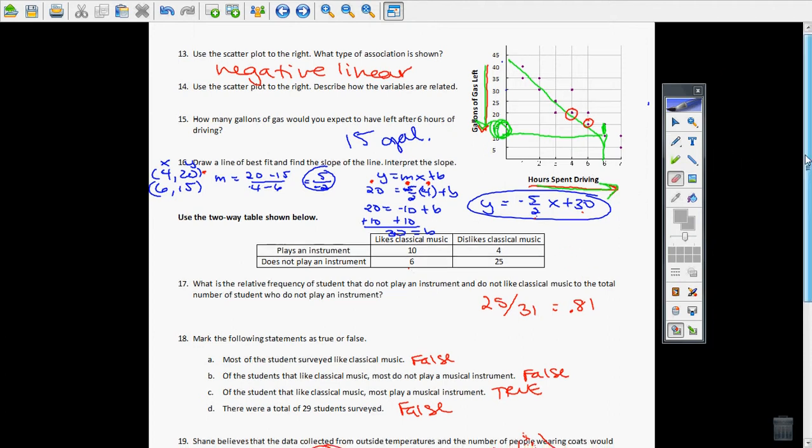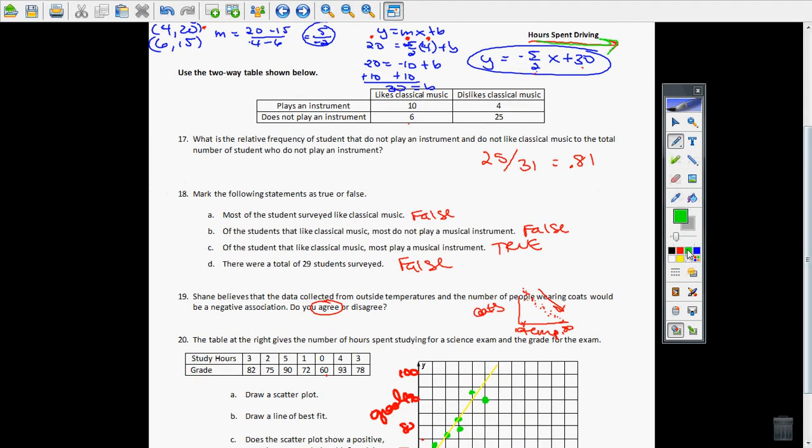All right, for 17, it's using that two-way frequency table of whether or not somebody plays an instrument and whether or not they like classical music. What is the relative frequency? Remember, relative frequencies are based on a total of a student that does not play an instrument and does not like classical music. That's 25 to the total number of students who do not play an instrument. Well, there are 31 people, because 6 that like classical and 25 that do not. That's a total of 31 people. So 25 out of 31 is 0.81.